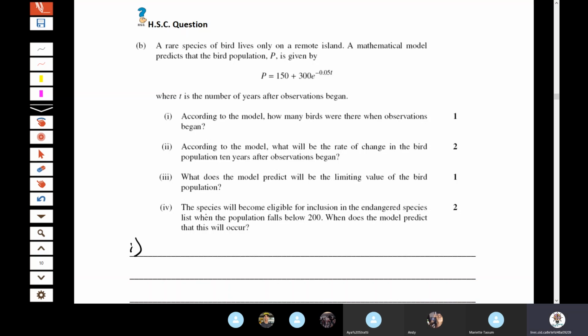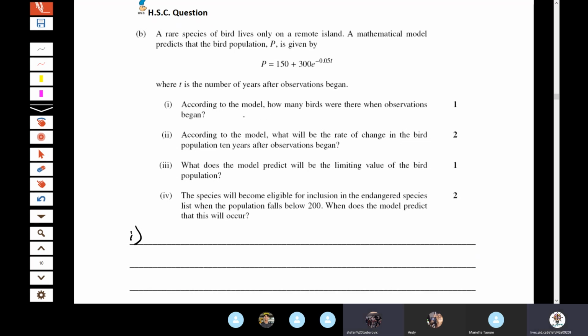According to the model, how many birds were there when observations began? What do I do? Stefan, what would you do with it? According to the model, how many birds P were there when observations began? What does that mean? So in the beginning. Yep. So what would you sub in? Time. What do you know about time? It's minus 0.05. No, it doesn't. It's not working like that.